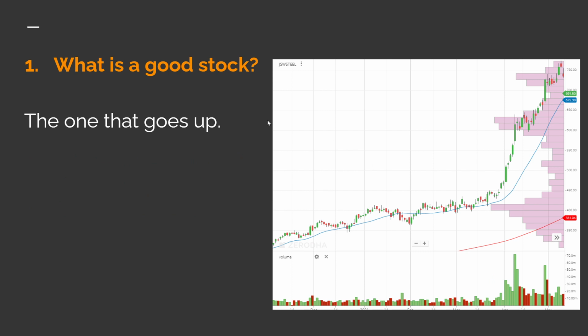So what is a good stock? As a trader, your main aim is to make money, and the simplest definition of a good stock is the one that goes up.